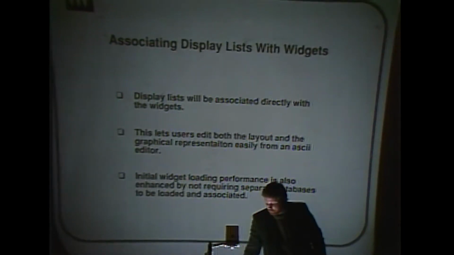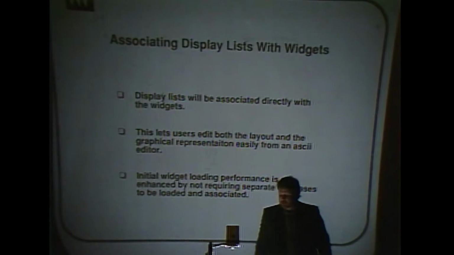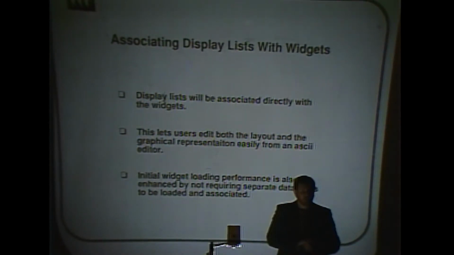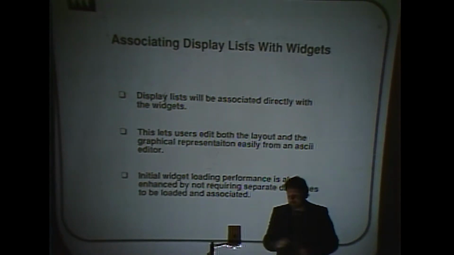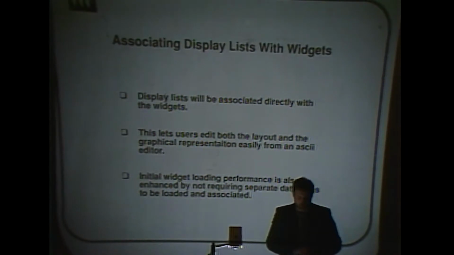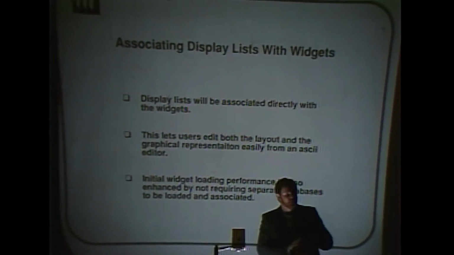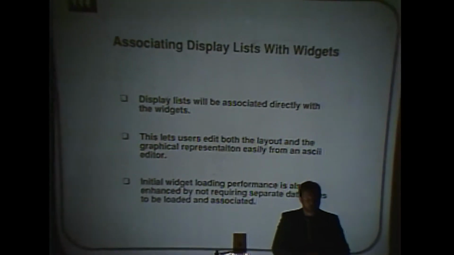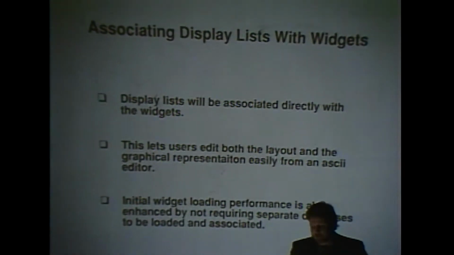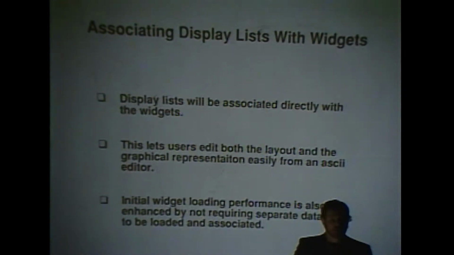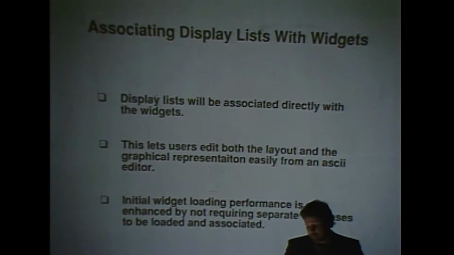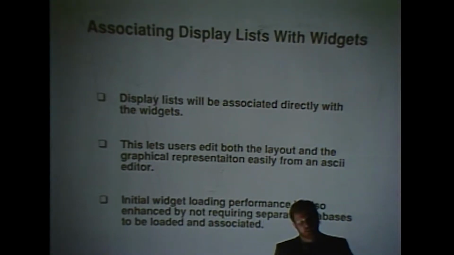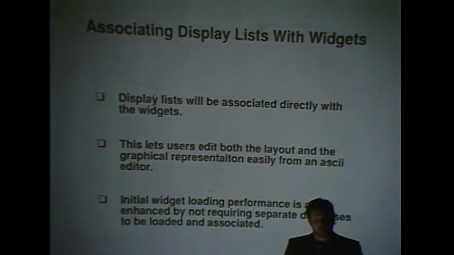In order to associate the display lists with widgets, we associate them directly with the widget in the files that they're stored in. Initially, I was going to use the resource manager and have a notion of subclass for the various graphical descriptions, but I found that for efficiency reasons and just for user convenience, it's easier to do it this way. This way, the user can go into an ASCII file and edit particular widget pieces of information if necessary, although usually they'd use the widget editor.